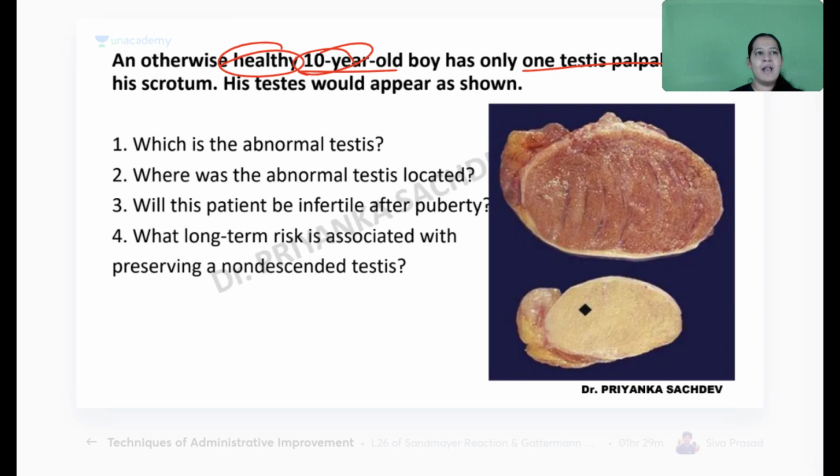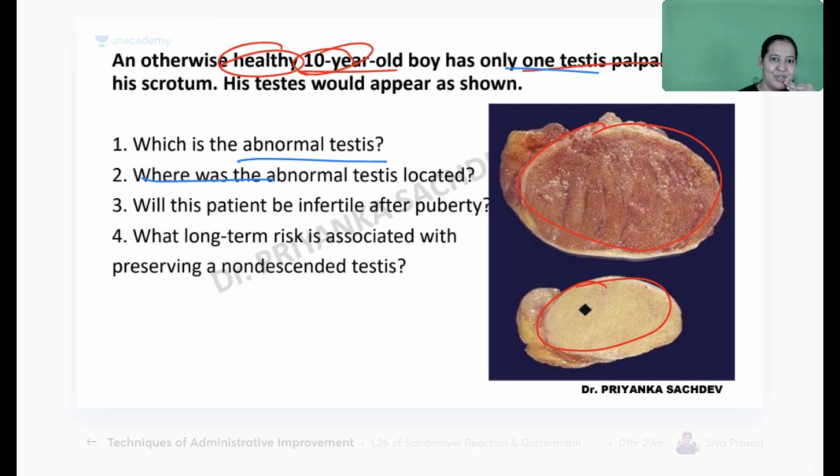You are a doctor. And after surgery, these are the two testes of the boy. Which one is abnormal? Which is normal? Which is the abnormal testis out of the two? Look at the color. Look at the size. Tell me which is the abnormal testis. And where was the abnormal testis located in the body? It was, of course, not in the scrotum. The scrotum contains only one testis. Out of them, only one was present in the scrotum. Where was the other present in the body? Where was it present? So what is the condition known as?